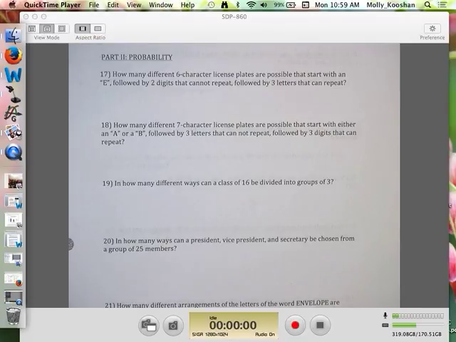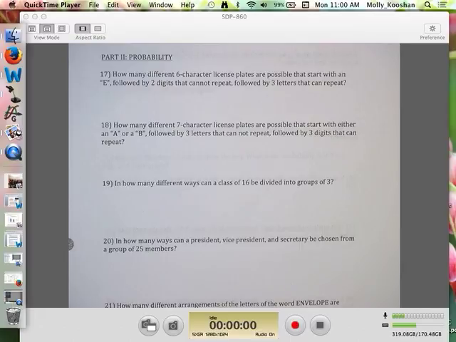Right, so this is our last video, and this is part 2 of the most recent packet I gave you for graphing trig functions that had a video with it. So this is practice with probability. We're going to start with counting problems, then we're going to do some combinations, permutations, and then we're going to do some probability. Okay, so number 17.